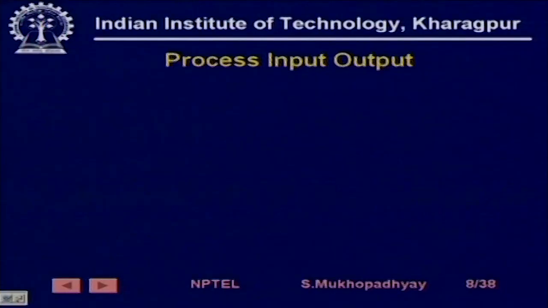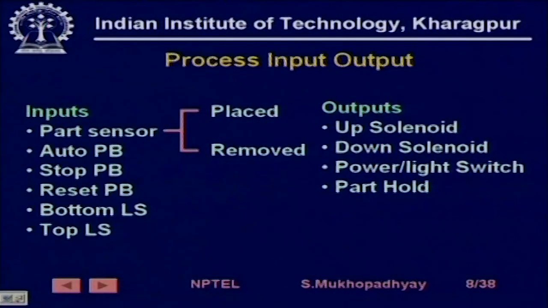So, first step, as I said, is to get the process inputs and outputs. So, here are the process inputs and outputs. As inputs, we have part sensors, which generate two kinds of events. One is part placed, another is part removed. Then there are three kinds of push button, the auto push button, the stop push button, and the reset push button. These three are operator inputs.